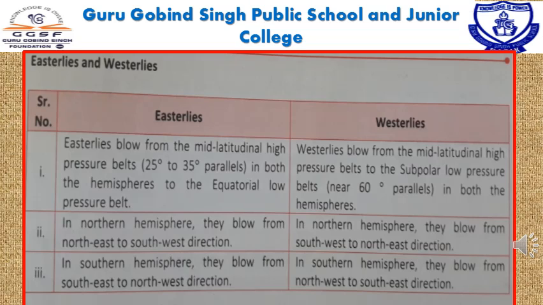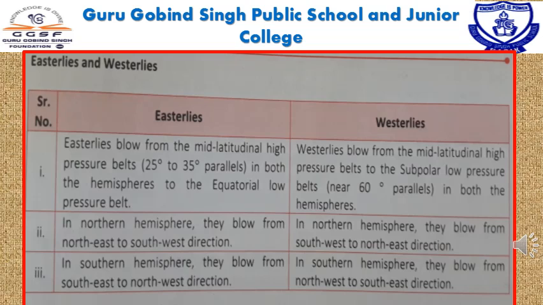Children, the easterlies winds blow from the mid-latitudinal high pressure belt, that is 25° to 35° parallels, which we had already learned in the last chapter, in both the hemispheres to the equatorial low pressure belt. So we can say that the easterlies blow from the mid-latitudinal high pressure belts in both the hemispheres to the equatorial low pressure belt.